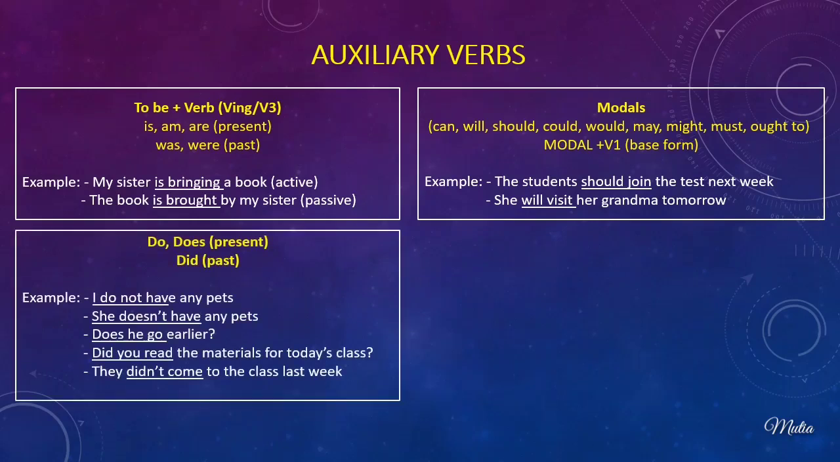The next auxiliaries are do, does, did. For present time, we use do and does. For past time, we use did. The auxiliary do is used for the subject I, you, they, we. The auxiliary does is used for the subject she, he, it. These auxiliaries are used for negative sentence or interrogative sentence.